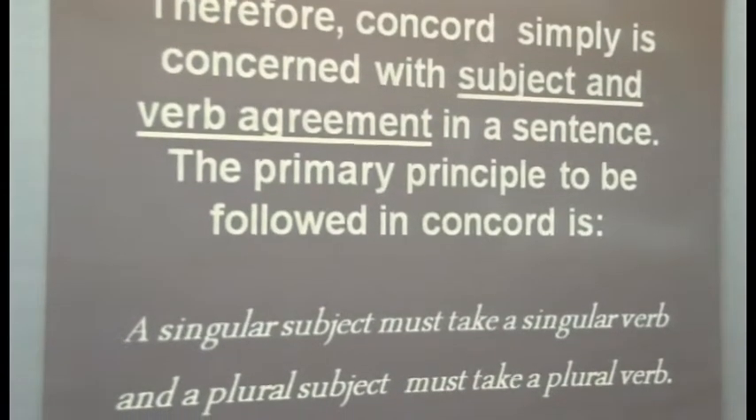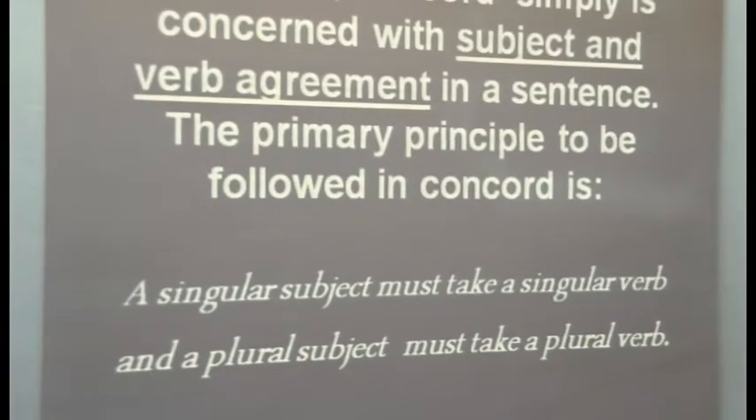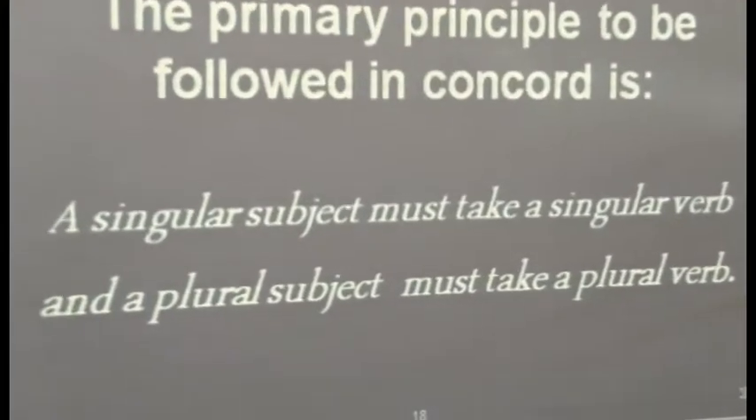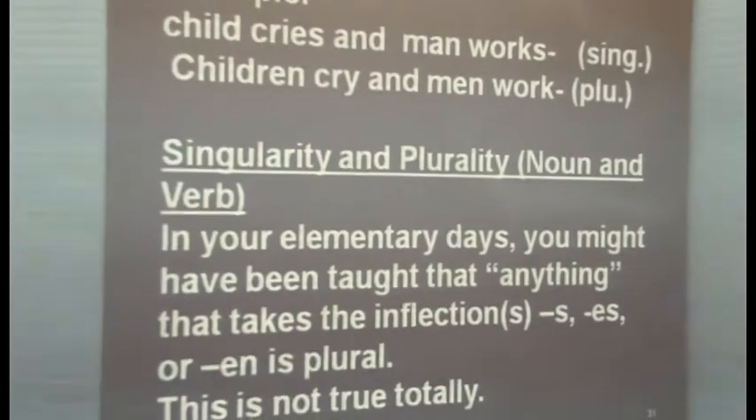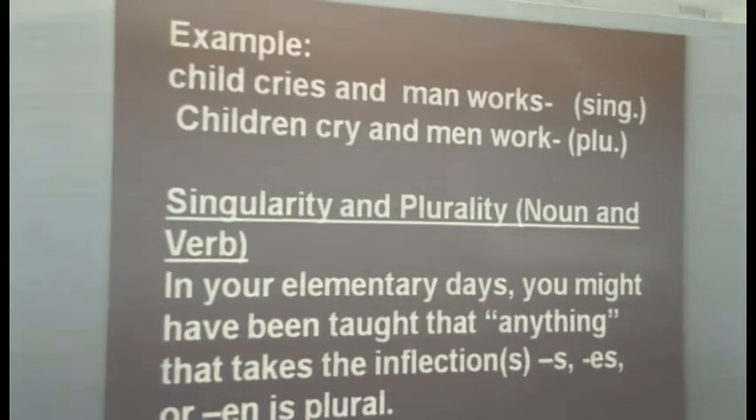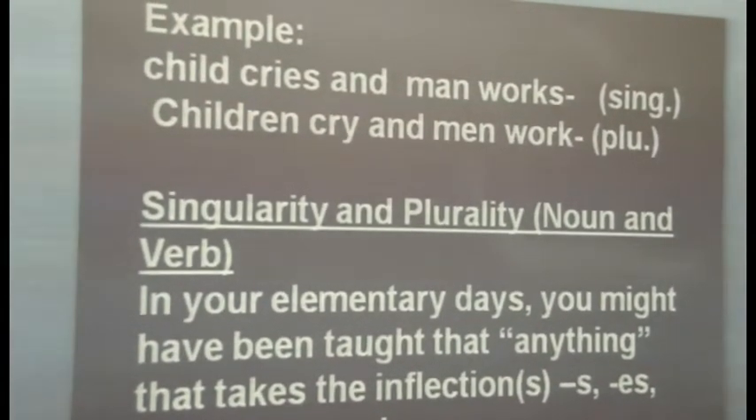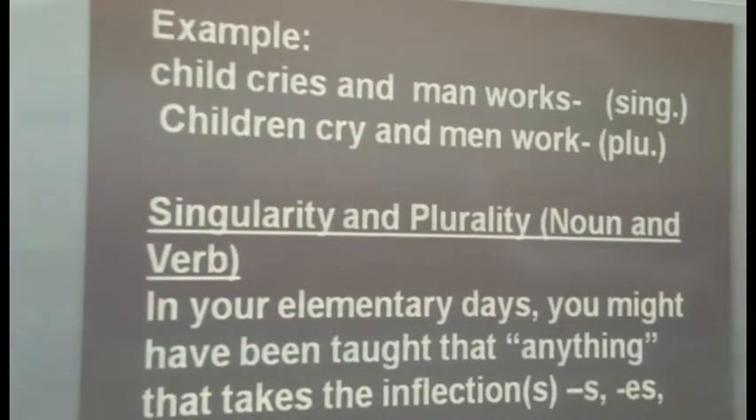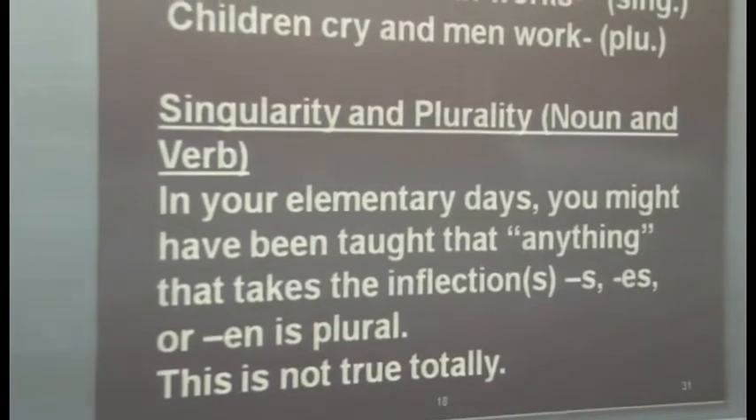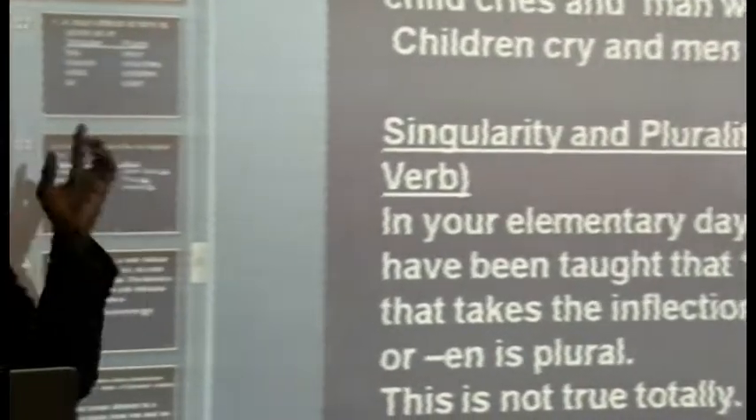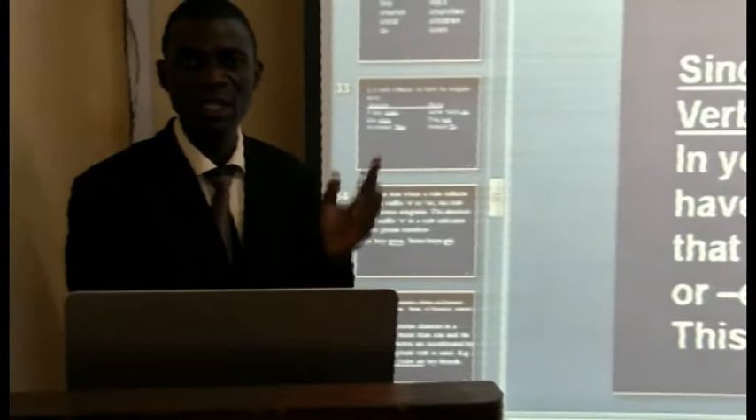Thus, the primary principle to be followed in concord is that a singular subject must take a singular verb, and a plural subject must take a plural verb. Example: a child cries and a man walks. Here we have both the singular subject and the singular verb. Child there indicates one, a single person. And cries is a singular verb. The same goes for a man. A man walks. Or you say one man walks.